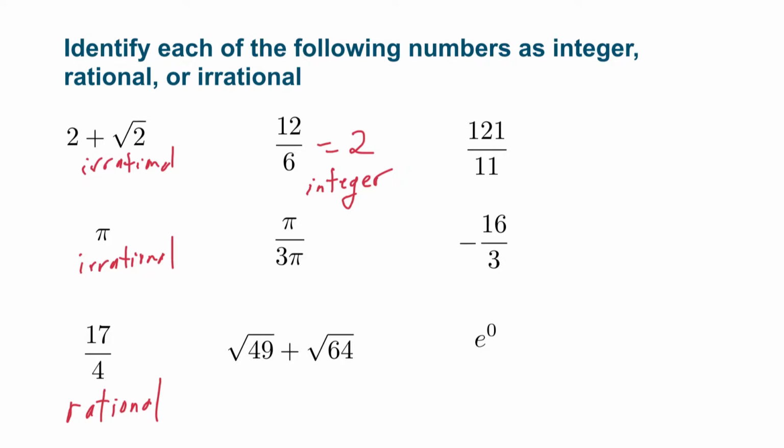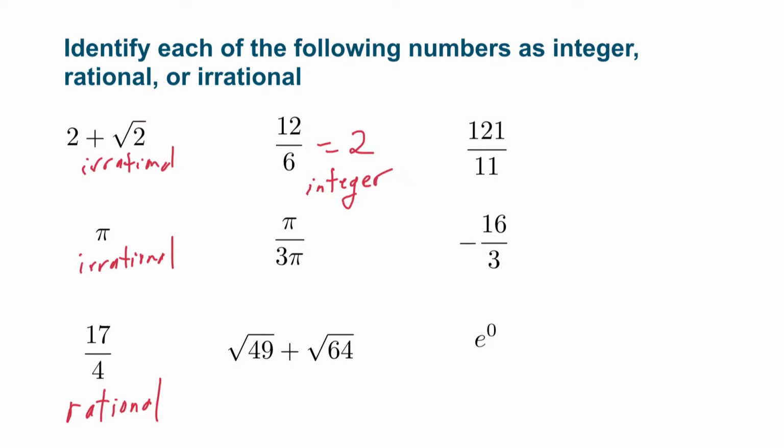Another deceptive example is the next one, pi divided by 3 pi. We know that pi is irrational. But now I have two irrational numbers. Perhaps that is rational. And in this case it is, because the pi's cancel, and I just get 1/3. So this is actually a rational number.